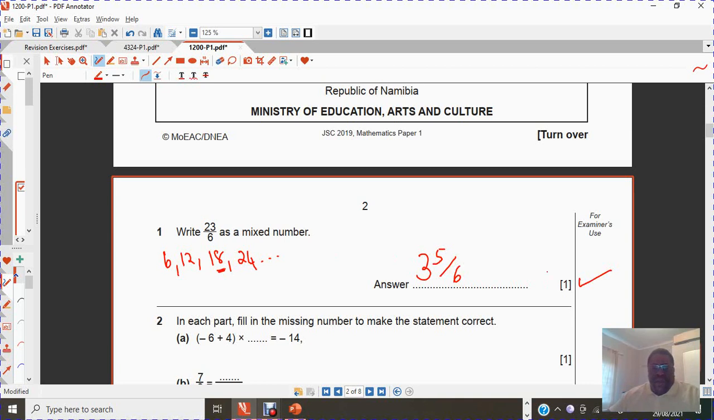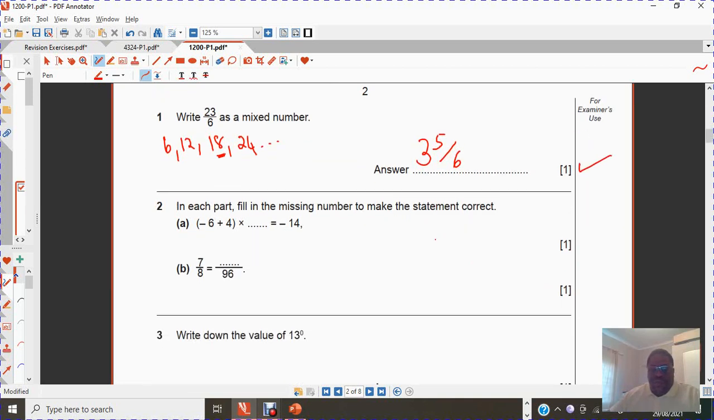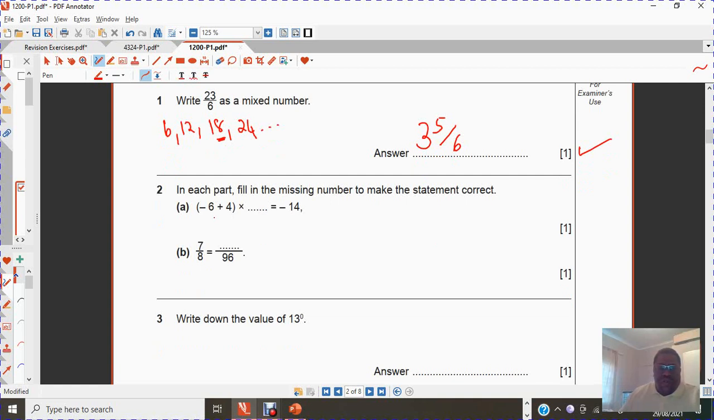In each part, fill in the missing number to make the statement correct. If you look at this one, it's going to be -2 times something gives you -14. In order for me to find that something, I'm going to have -14 divided by -2. So I know that this should be a 7, that missing value there.